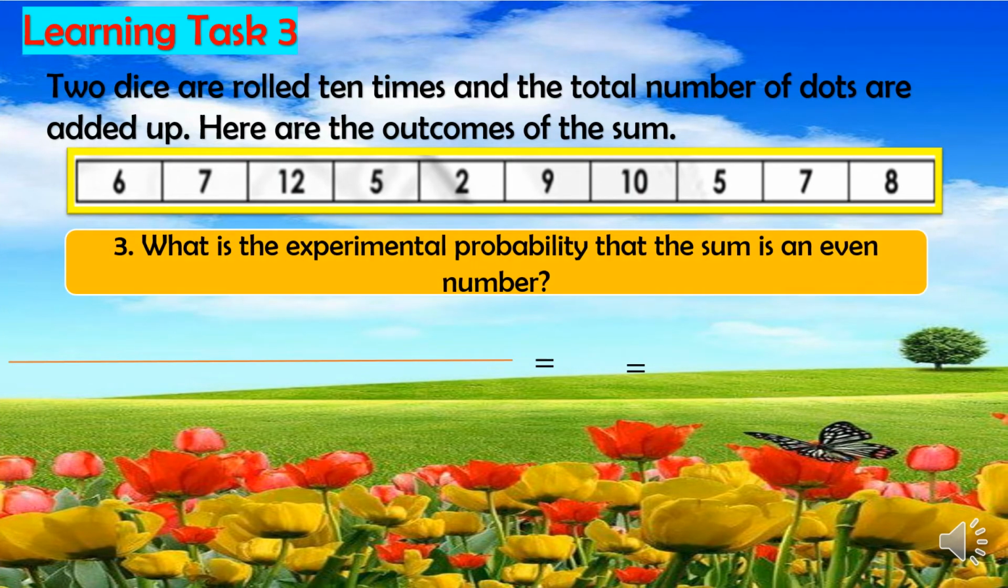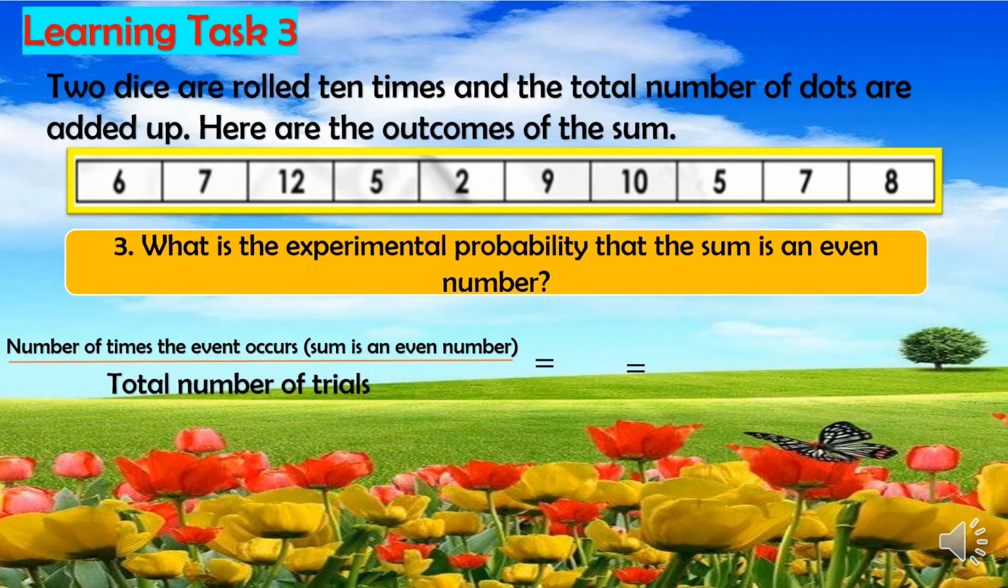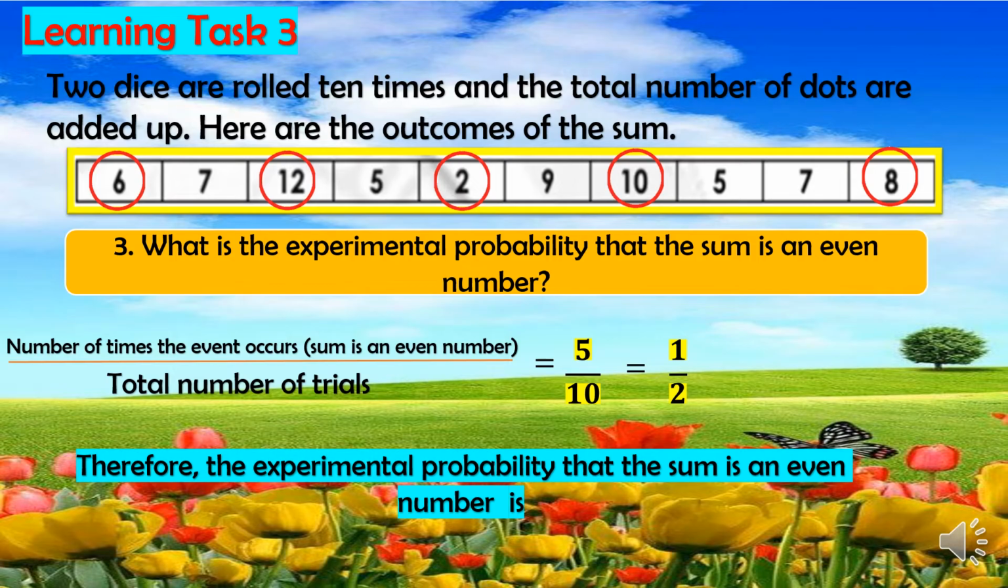For question number 3, what is the experimental probability that the sum is an even number? Okay, so ang tinatanong naman is even number. Sum is an even number over total number of trials. So ano-ano ba yung mga even numbers dun sa ating outcomes? So we have 6, 12, 2, we have 10, and then we have also 8. So that means we have 5 over 10. Or kapag inilowest term natin, we have 1/2. Therefore, the experimental probability that the sum is an even number is 1/2.